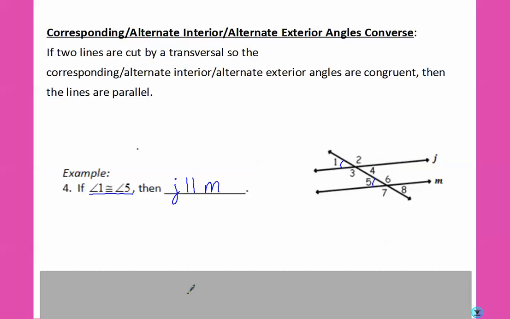So we can know that lines are parallel and determine things about the angles, and if the angles follow our three rules, then we can prove that the lines are parallel.